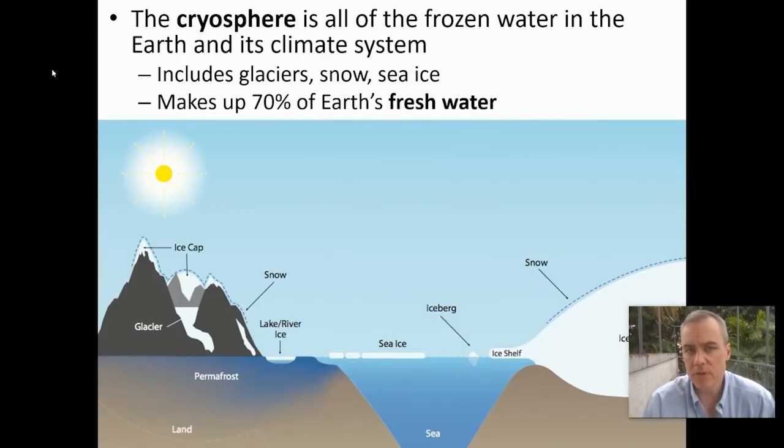The cryosphere is all the frozen water in the world and in its climate system, meaning Earth itself and then up in the sky if it's frozen up there, coming down as snow, for example. And the cryosphere is all fresh water. It's all fresh water. So we have glaciers, ice sheets, sea ice, et cetera, all frozen.